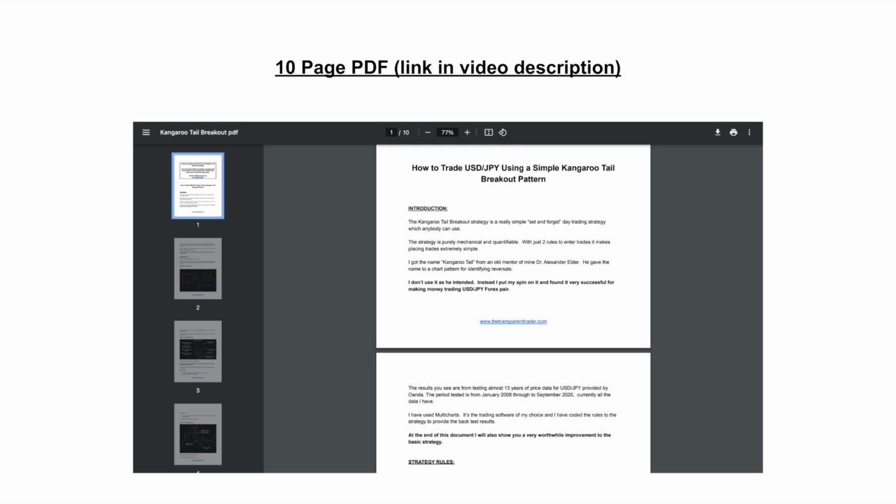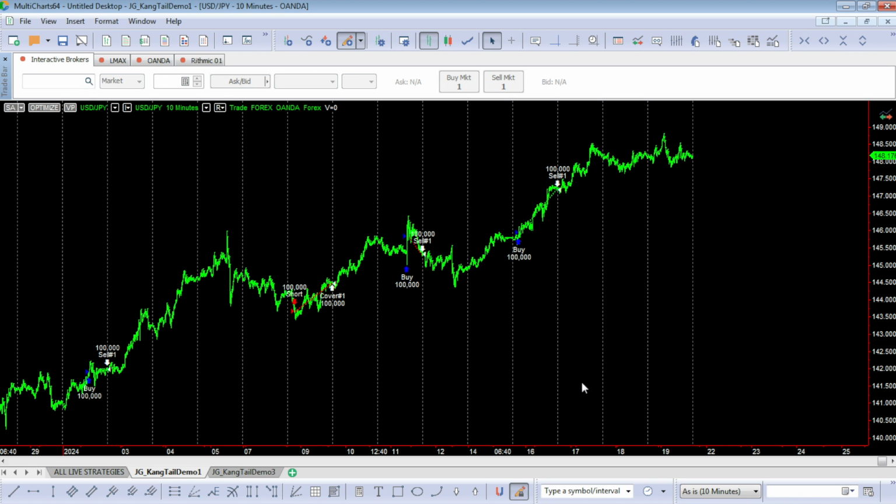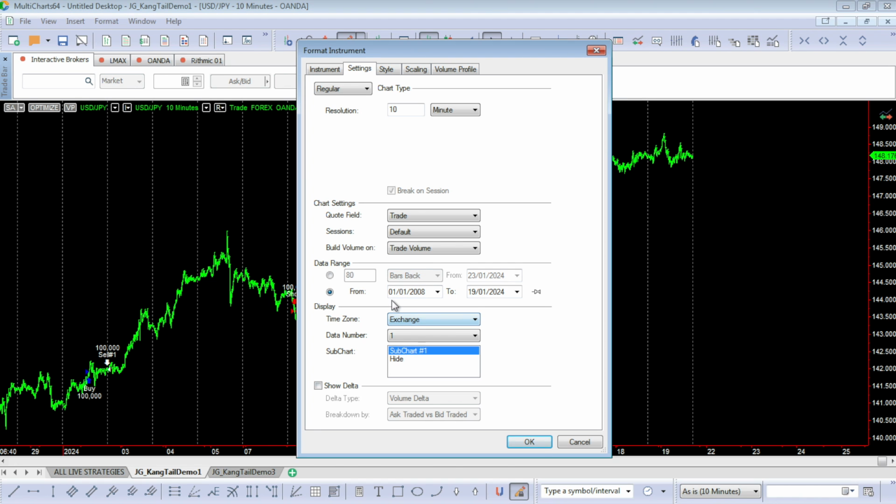So let's go and have a look at the recent performance of this strategy. We'll be using MultiCharts, I'll be using data from Oanda, and all the testing will be using one full lot or 100,000 units. Firstly, we're going to be looking at the strategy which is unmodified, like we've just seen in the rules on those slides. And the data we're going to be looking at is a test from the 1st of January 2008 through to the 19th of January 2024.